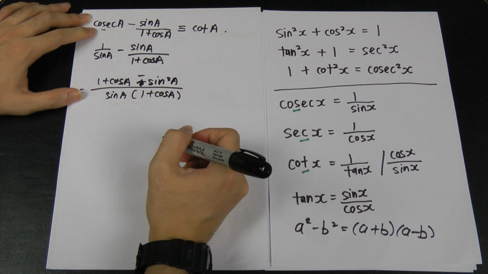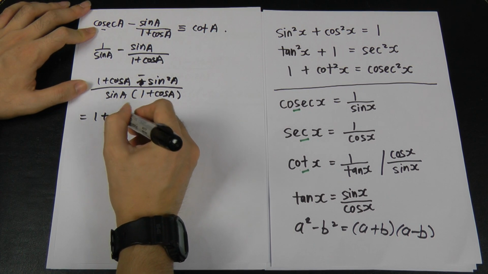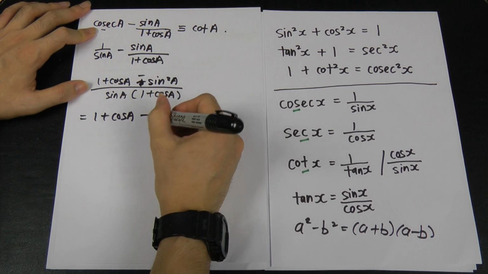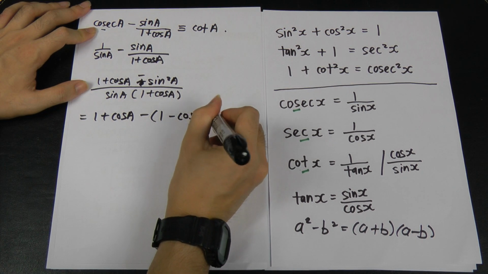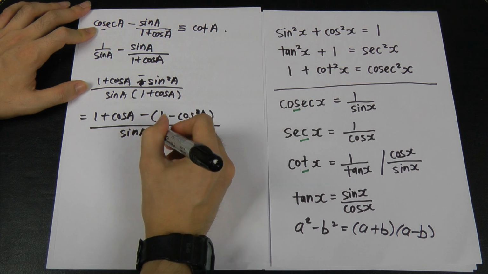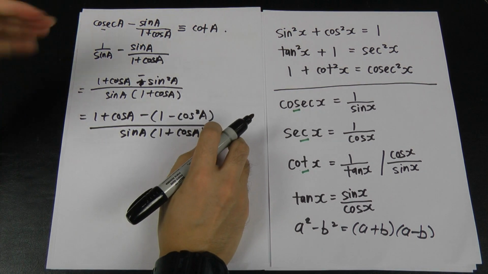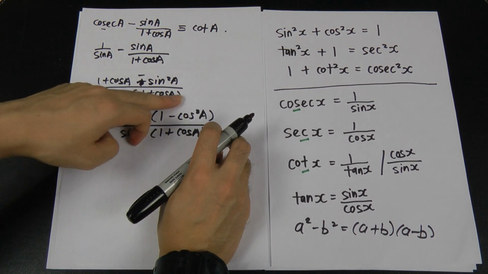Alright, then I'm almost done. So this is 1 plus cos A minus, since everything is cos and numbers, I change my sin squared to 1 minus cos squared A. And then the bottom, I will not expand it. I will leave it like this because I know later I can simplify it. Most of the time, I say most of the time, you shouldn't expand the denominator.